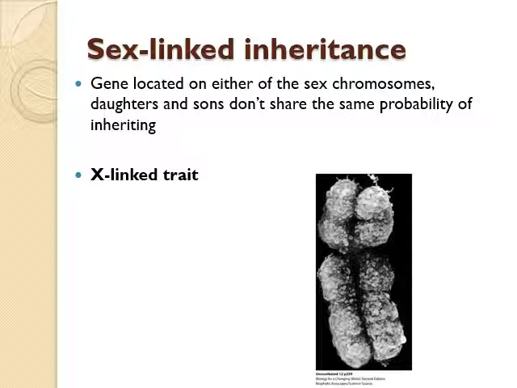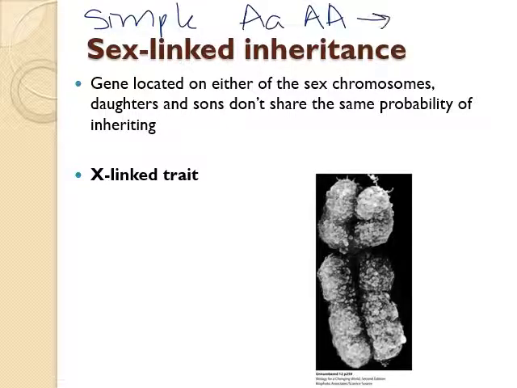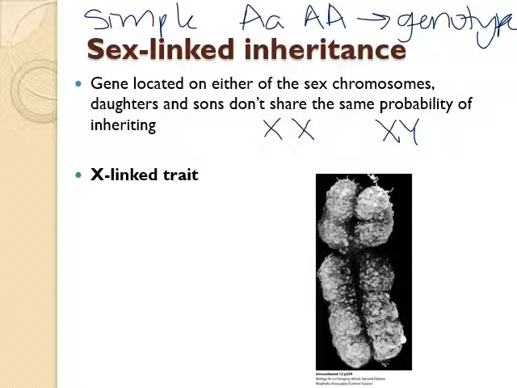So we did simple inheritance before, right? And we would just write out capital A, lowercase a, capital A, capital A. And this is what our inheritance was. This was our genotype. But now we're getting into X-linked stuff. So now a female would be XX, a male would be XY, and whatever gene they're carrying would come on that. So let's say I had my heterozygote up here, I would have an X capital A, and an X lowercase a.